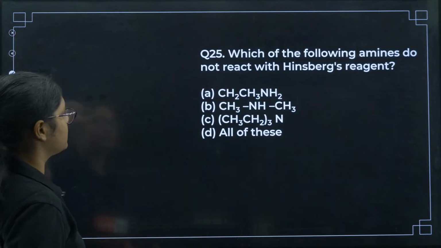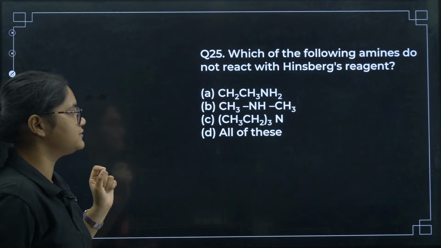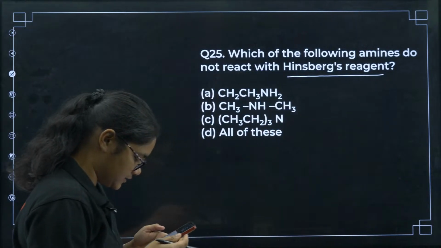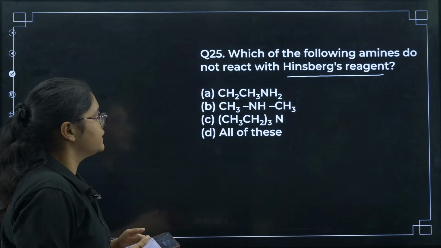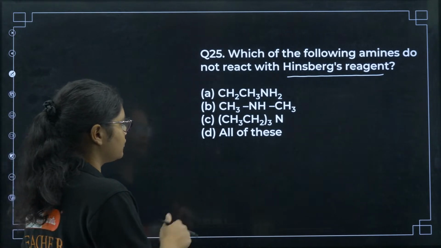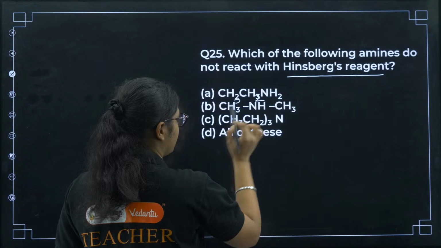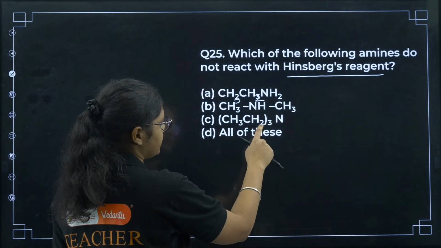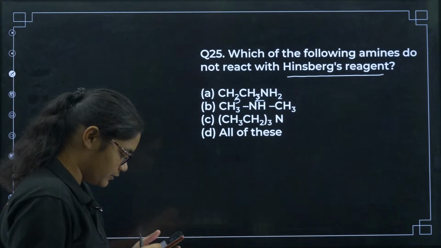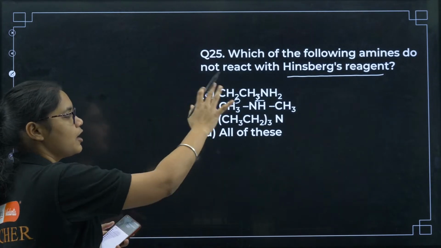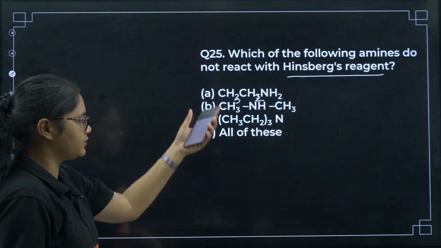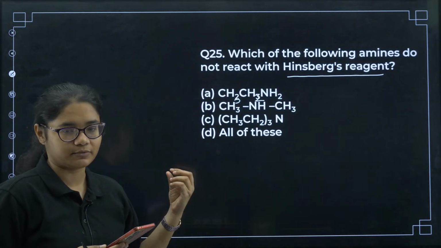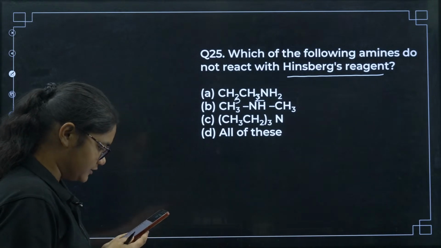Now coming to question number 25. Which of the following amines do not react with Hinsberg reagent? Okay, there is no reaction with Hinsberg reagent. So this is CH3CH2NH2, CH3NHCH3, (CH3CH2)3N. So which one will not react with Hinsberg reagent, or all of these? Means none of these, all three will not react. So Hinsberg reagent is used for distinguishing between primary, secondary and tertiary amines.